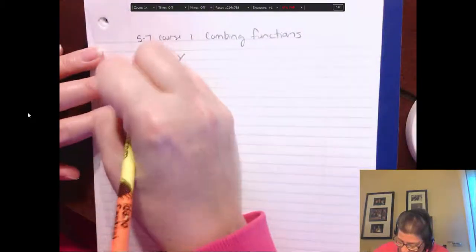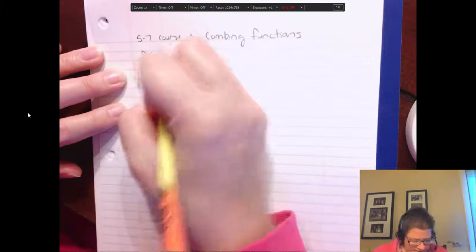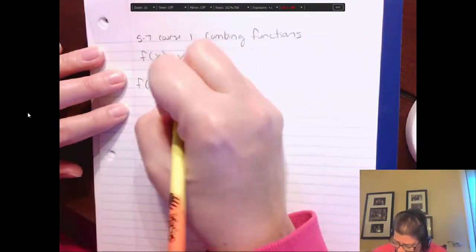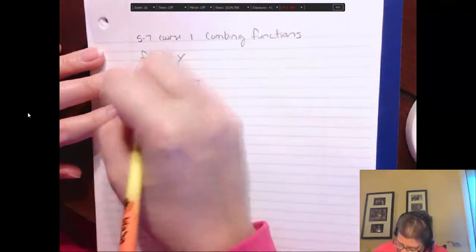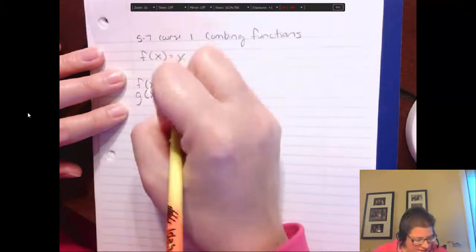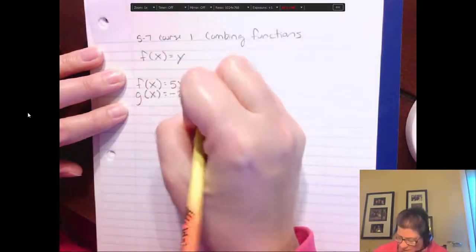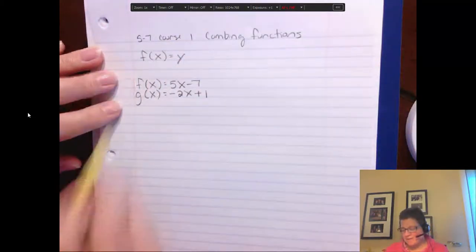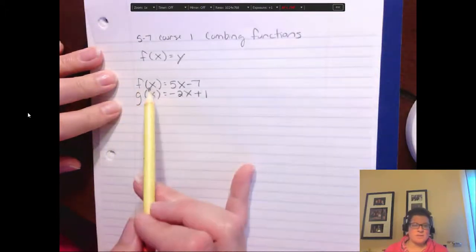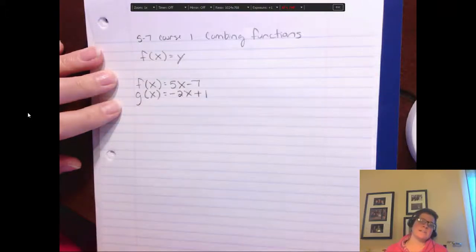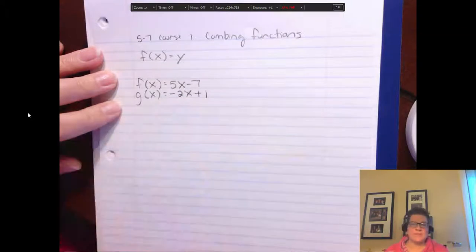So here's my first example and what I mean by that. If I have f of x is equal to 5x minus 7, and then I also have g of x, and g of x is going to be equal to negative 2x plus 1. Then I can say, okay, this one's the f function, this one's the g function. And remember, I say this f of x, g of x, and so they're in terms of x. And this is so we can see input and output all at the same time.